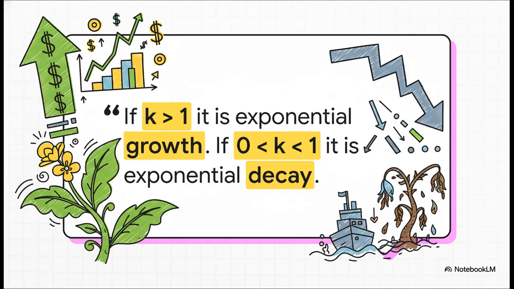And here's the simple rule that governs everything. It all comes down to the value of k. If your multiplier is bigger than 1, you've got growth. That was our 1.04 for the 4% interest. If k is between 0 and 1, you've got decay. That was our 0.85 for the 15% depreciation. It really is that simple.